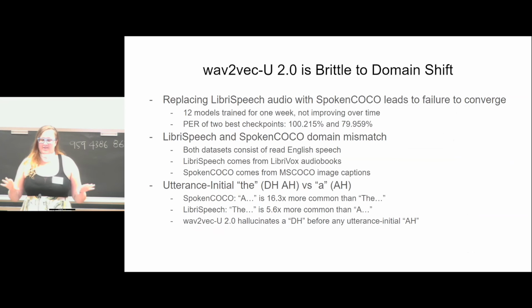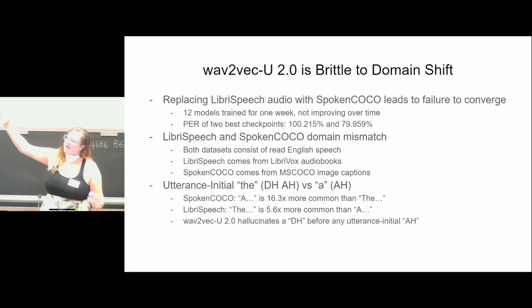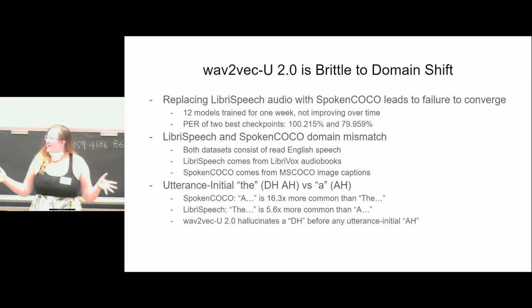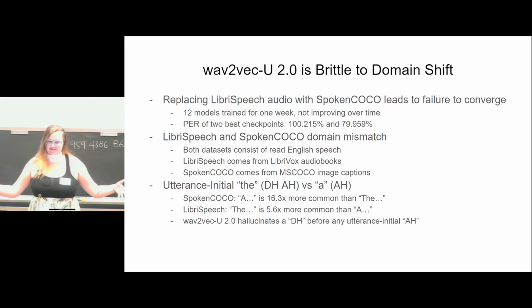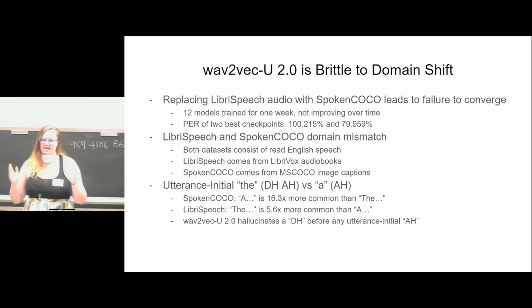The first obstacle that we encounter is that we find that Wave2Vec 2.0 is incredibly brittle to domain shift. So when we replace the Librispeech audio with spoken COCO audio and make no other changes, so we're still predicting phonemes, we're using the optimal hyperparameters found for Wave2Vec-U 2.0 with Librispeech, and we train 12 models for 1 week each, those models are not improving after the first few epochs, and the phone error rate of the best checkpoints over all of that training is over 100 and nearly 80. So it's a completely catastrophic failure when you shift the domain even slightly.